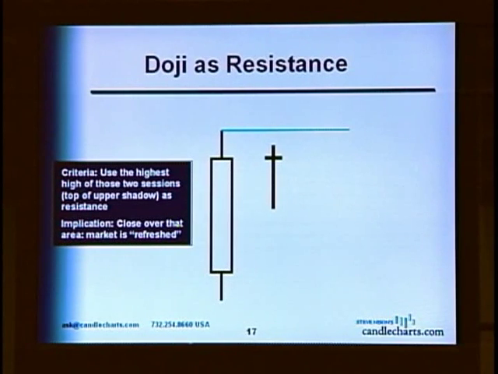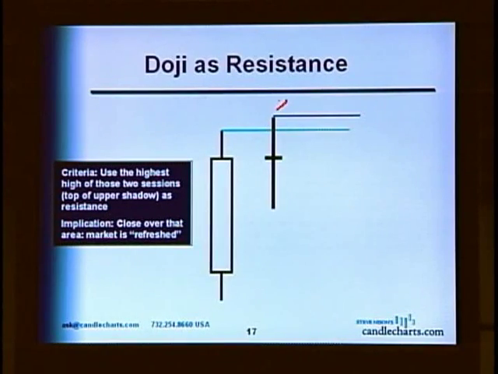Now, I'm going to extend the upper shadow. Okay, this is the question before. What happens if the upper shadow makes a new high? What we then do, which has the higher high, the doji or the prior candle? Which becomes resistance? The doji.